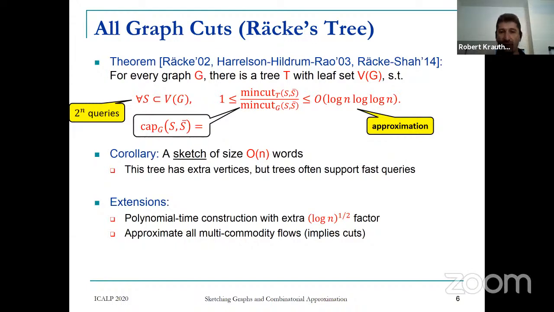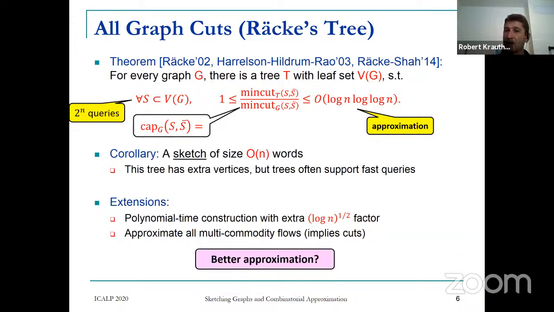It has extensions to multi-commodity flow. Many of the results I mentioned today have extensions to multi-commodity flow, but I decided to keep it simple for flow, because otherwise you have to define what a multi-commodity flow is, etc. So this is amazing. However, the bottleneck that you might want to tackle is this log n factor. Can we get below the log n factor? We want a better approximation for all the cuts in the graph.